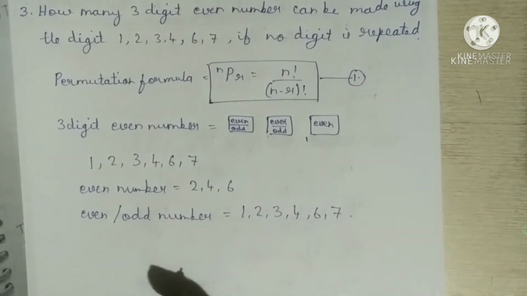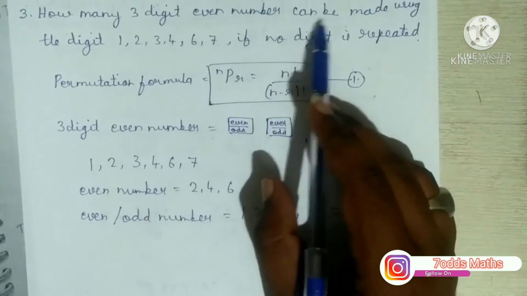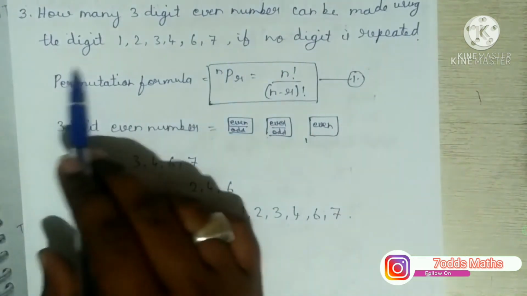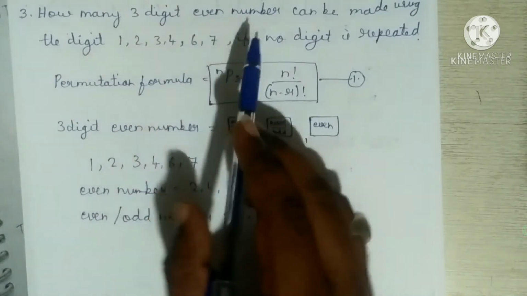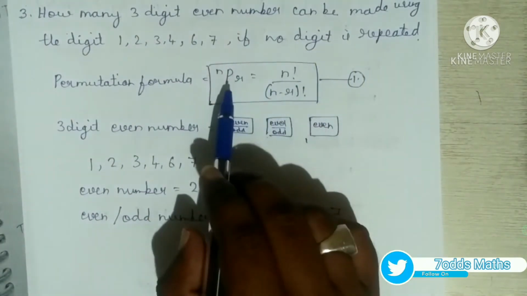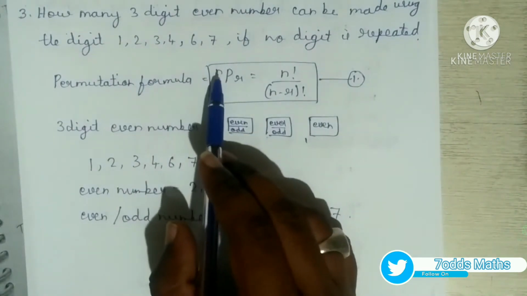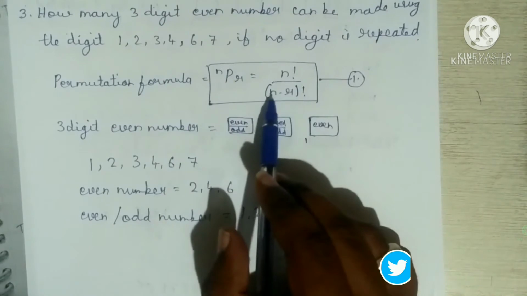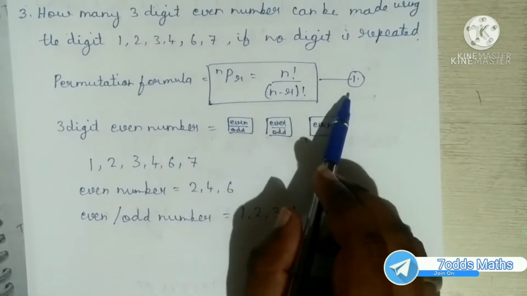Next we'll go with the third question. How many 3-digit even numbers can be made using the digits 1 2 3 4 6 7 if no digit is repeated? If no digit is repeated, we have to use the permutation formula. First write the permutation formula: nPr is equal to n factorial by n minus r factorial. Let this formula be equation number 1.